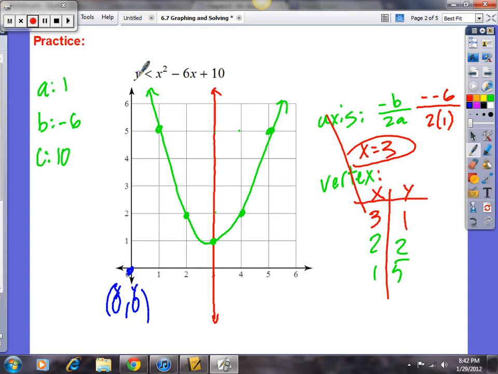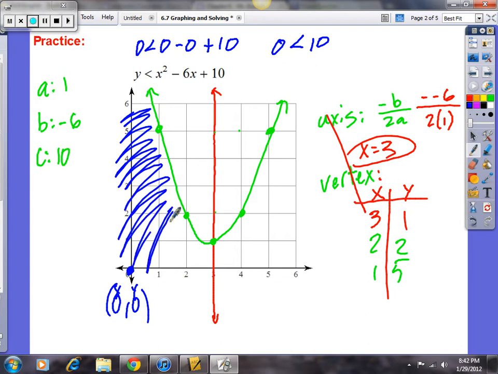So I'm going to make y 0. 0 is less than or equal to 0 minus 0 plus 10. So here's my statement. 0 is less than 10. True or false? True. So I know the answer is going to be in the region where my origin is. So it's going to be kind of everything outside of the parabola. So I'm going to shade this region right here.